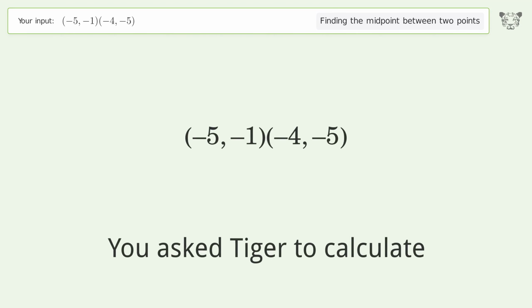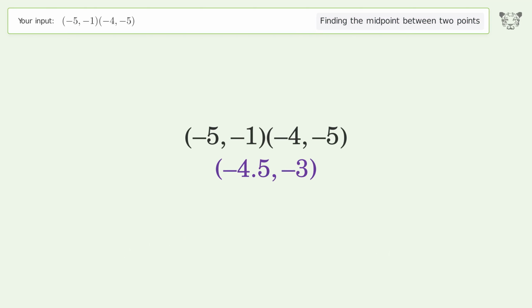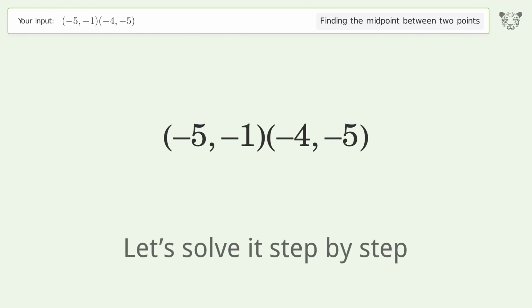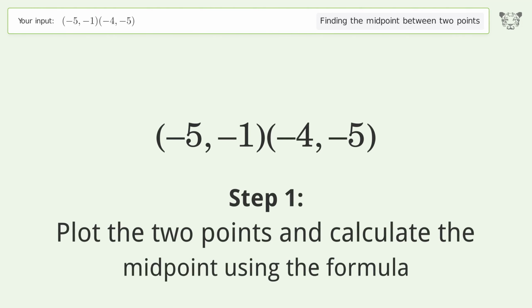You ask Tiger to calculate. This deals with finding the midpoint between 2 points. The midpoint between the 2 points is -4.5, -3. Let's solve it step by step. Plot the 2 points and calculate the midpoint using the formula.